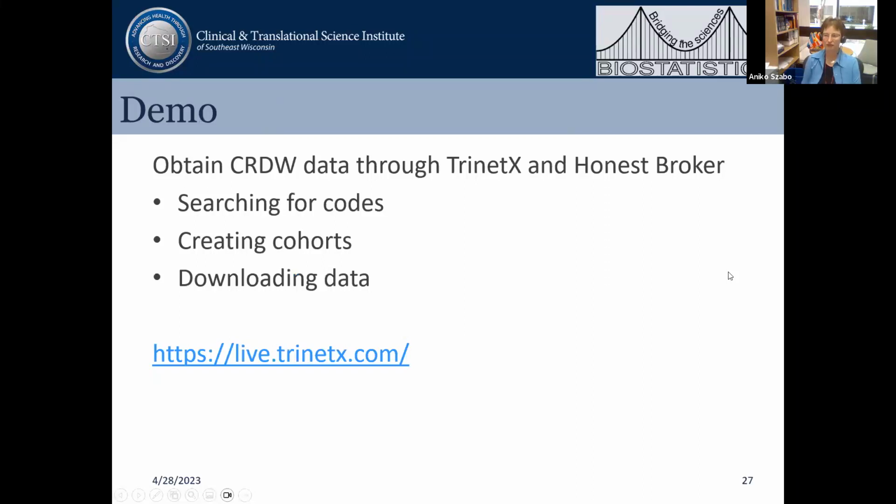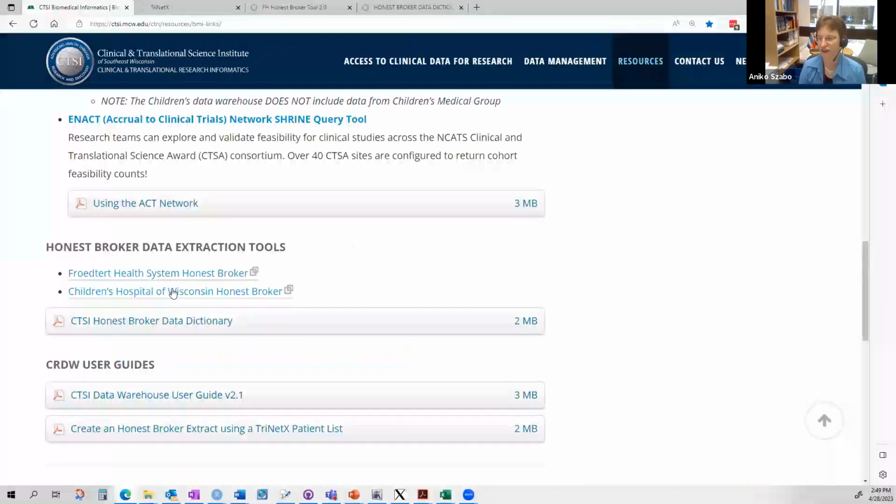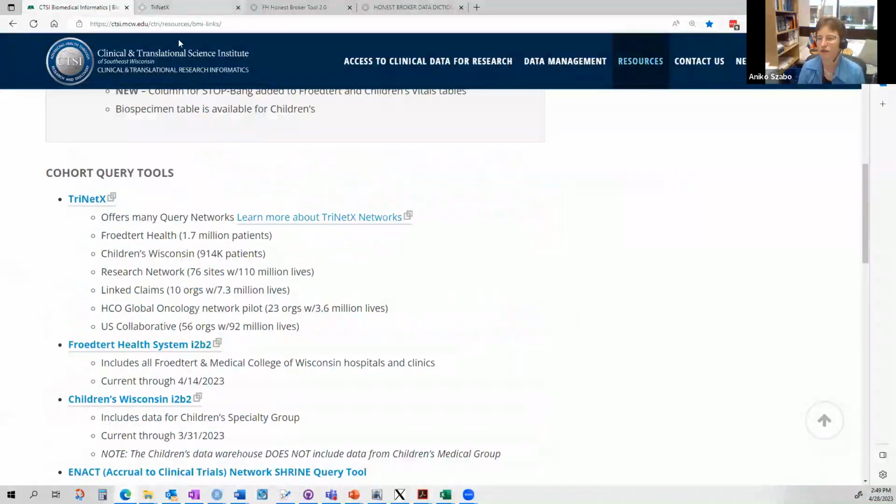So I'll try to show a quick demo of how to obtain CRDW, our clinical research data warehouse local data, through TriNetX and Honest Broker. So searching for codes, creating cohorts, and downloading the data. The links are here to all these things, but I have it open, hopefully.